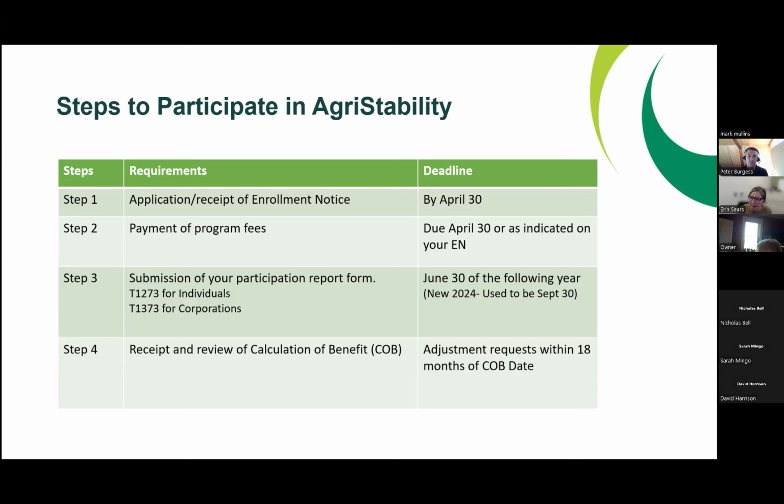Again, I just like to note that this date has changed. Historically, it's been September 30th, but it has changed to June 30th.